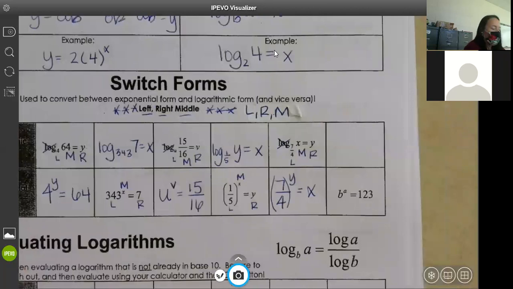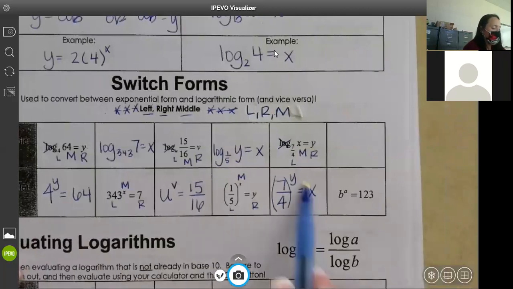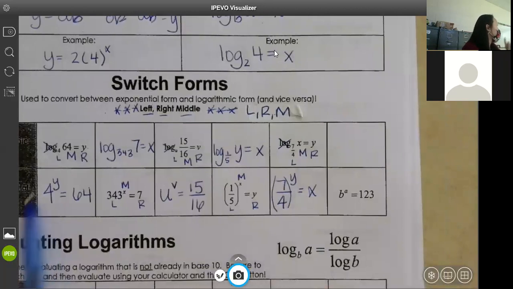And again, this would not be solving right now, something like the one we did in the beginning. That's what we're going to be solving in just a minute, where it only has one variable. So don't freak out. We're just switching forms right now. Okay, nothing to solve yet.